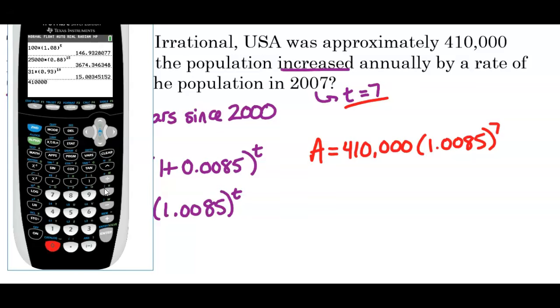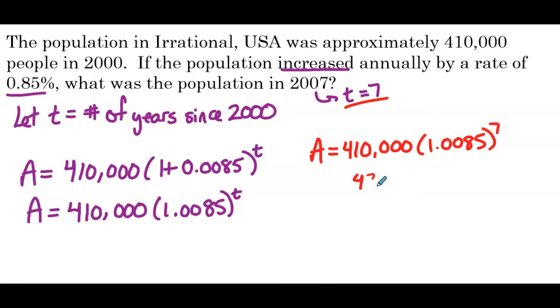410,000 times 1.0085 to the 7th power. So we have 435,025.9, and a few decimals after that.